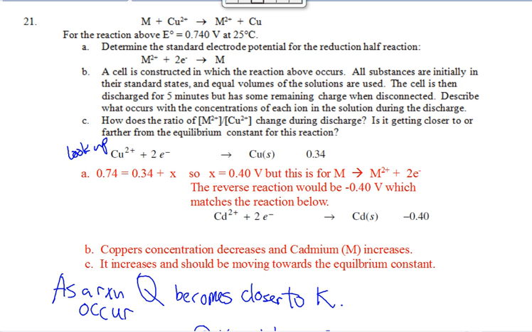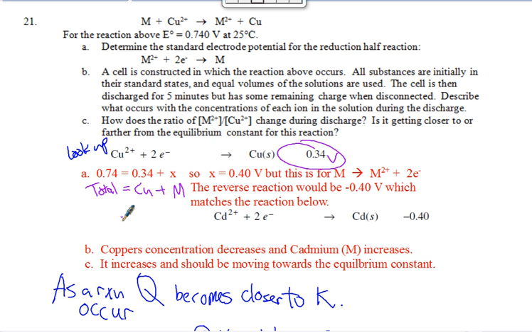Number 21. Determine the standard electrode potential for the reduction reaction. So this is like with an unknown metal. So we know the voltage of the cell is 0.740 volts. That's the voltage for the whole cell. So if you compare copper to this unknown metal, we should be able to figure out the unknown metal. So I looked up copper. This is copper's value, 0.34 volts. And so the total is the copper plus the unknown metal. So I'm solving for the unknown metal, which is 0.40 volts.